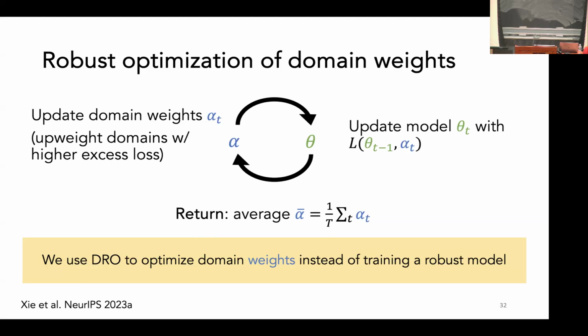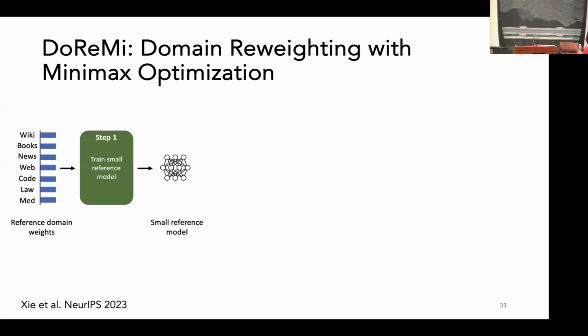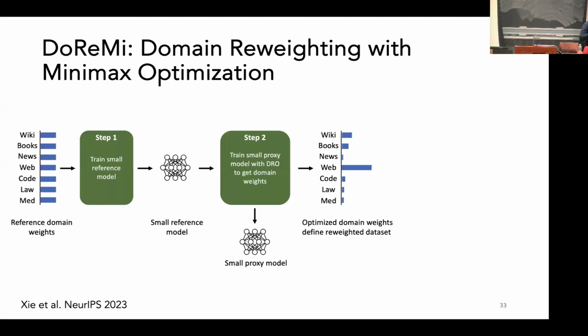So with these ingredients, we can now define our algorithm called domain reweighting with minimax optimization. It consists of 3 steps. You start with an input, which is the reference domain weights. You can just use, for example, the natural distribution that comes from the sizes of each domain. You use these domain weights to train a small reference model. The reference model is used in the calculation of excess loss in the second step, where we train a proxy model using DRO. And as an output, we get a set of optimized domain weights.